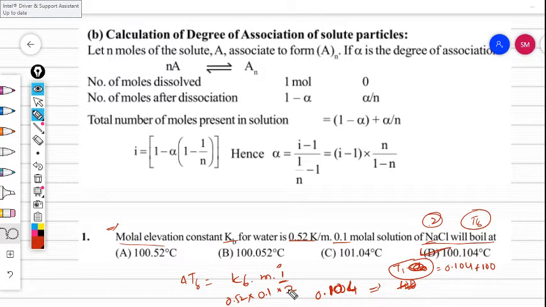From now onwards, if dissociated or associated particles and electrolytes are given, you must apply the van 't Hoff factor value. If it is a non-electrolyte, you can omit this i value. So this is about colligative properties. I will send the questions. You need to work them out, write the solutions and send them back. Okay, thank you.